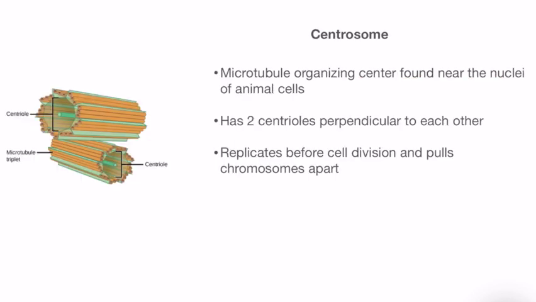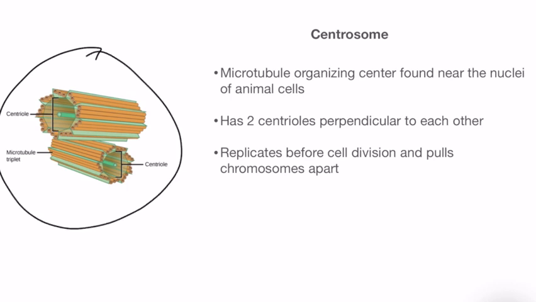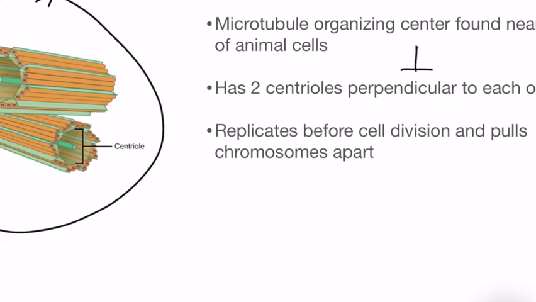Centrosome. So centrosome refers to this area. So it is the microtubule organizing center found near the nuclei of animal cells. Plant cells don't have centrosomes. And the centrosome is made out of two centrioles that are perpendicular or at right angles to each other. And these centrioles, if you look closely, they have these microtubules in them.